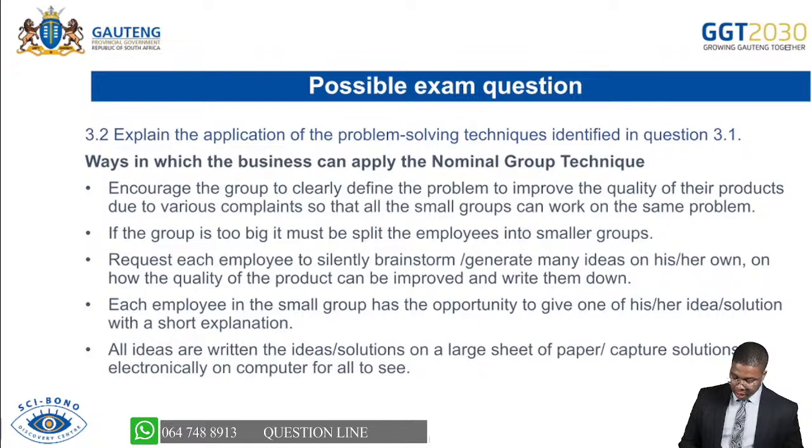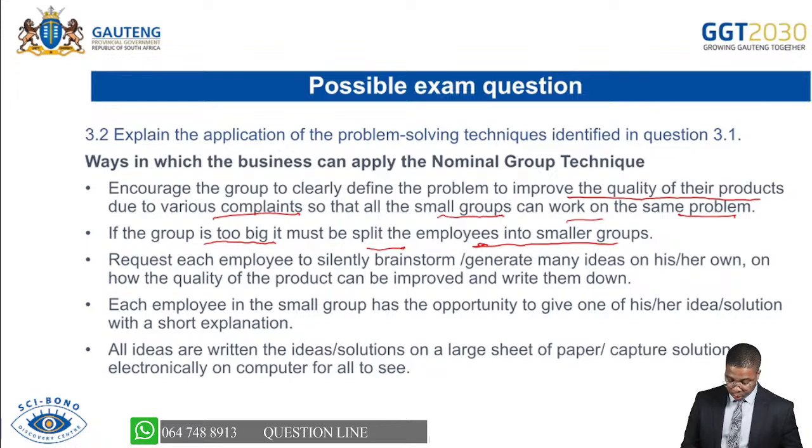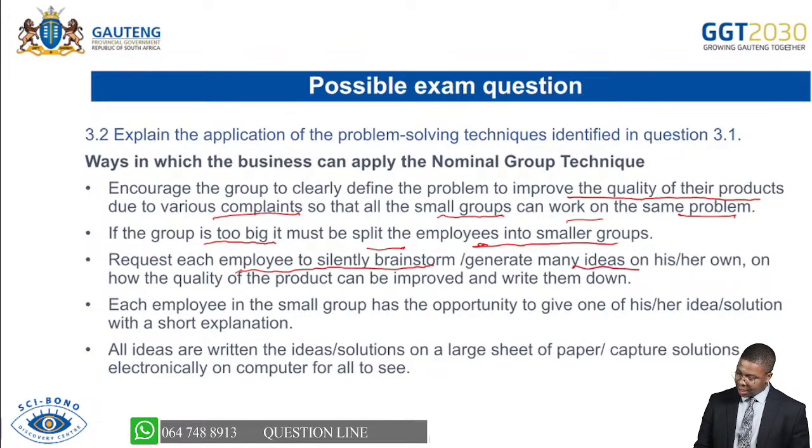And then we also have nominal group, whereby we encourage the group to clearly define the problem and how to improve the quality of the product due to various complaints, so that small groups can work on the same problem. If the group is too big, it must be split so that the employees are moved into smaller groups. Request each employee to silently brainstorm or generate as many ideas on their own on how the quality of the product can be improved, and write them down on a piece of paper.